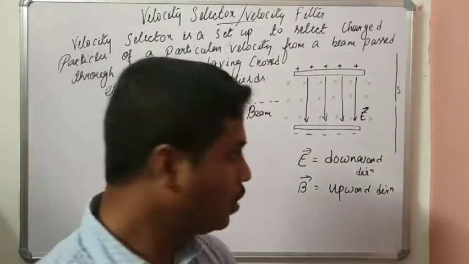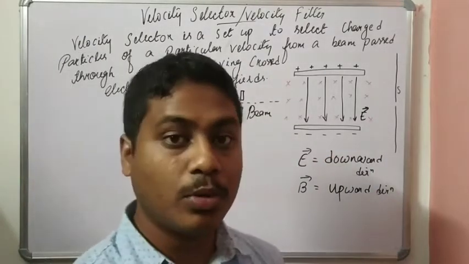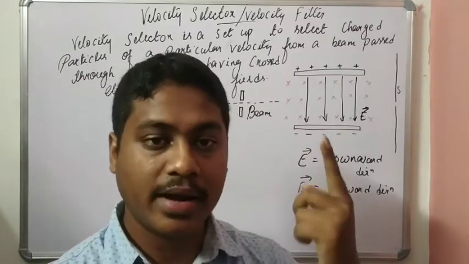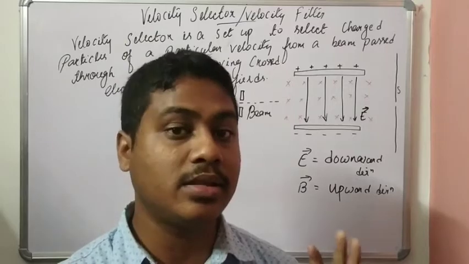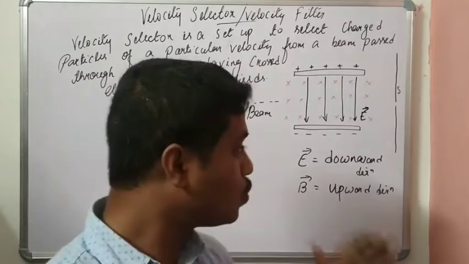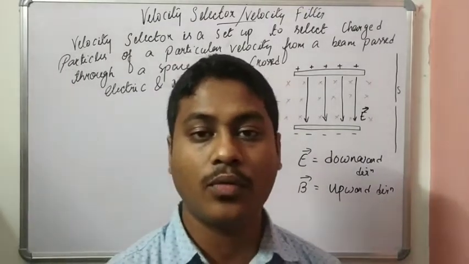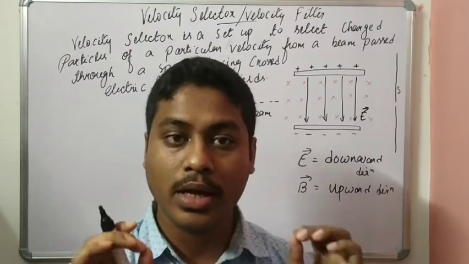Clear? So now because of the electric field and the magnetic field, if you put a charged particle inside, either it will move upward or it will move downward. But we need to study that charged particle. So how do we make it cross? To make it cross, we need the force due to the electric field and the force due to the magnetic field to have equal values.